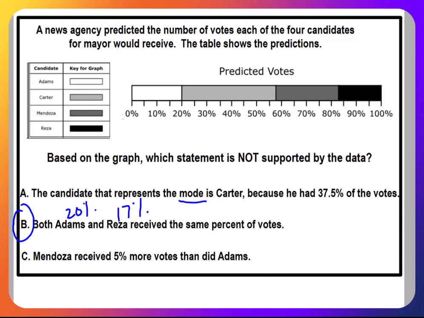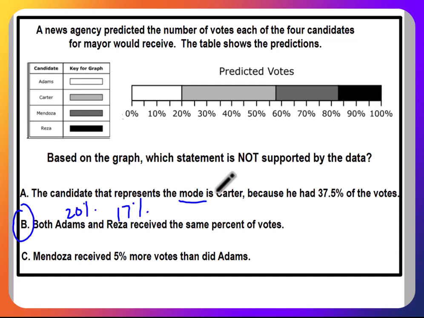Okay, so the first one said that the candidate that represents the mode is Carter because he had 37.5% of the votes. Well, first of all, looking at your key, Carter is the light shaded gray, so this section right here says that he had 37.5%. You can't actually tell that, but he does have the longest shaded section, so that means he had the most. So that one would be a true statement. Even though we're not quite sure what the percent is, we do know that it is the mode of the data.